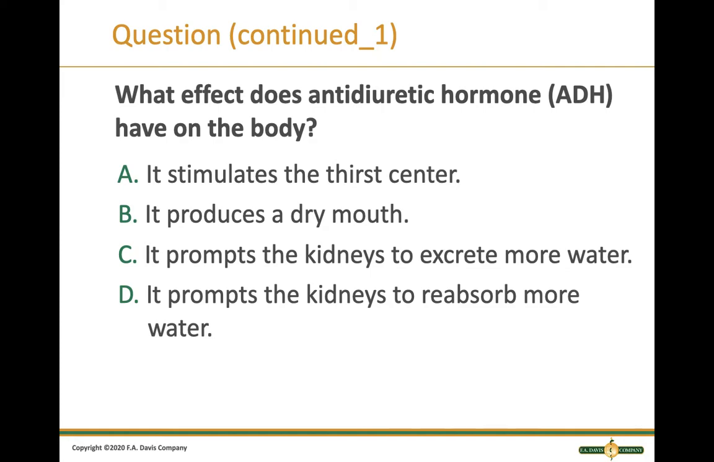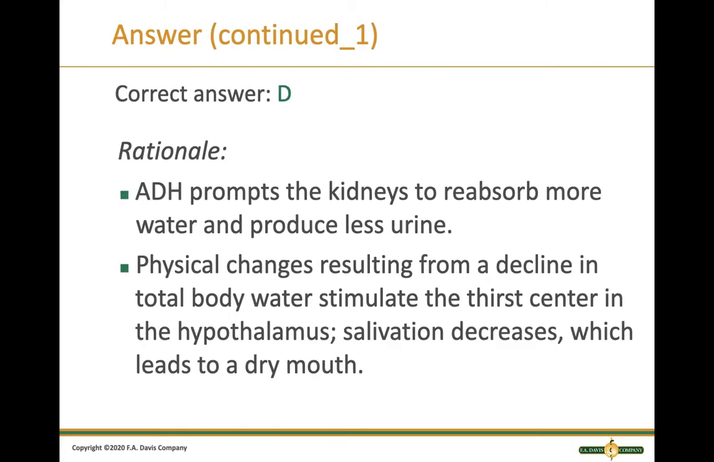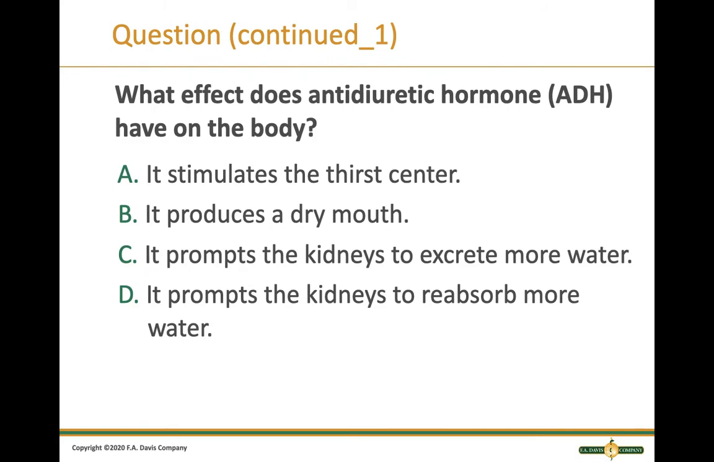So what effect does antidiuretic hormone have on the body? And the correct answer is D. It prompts the kidneys to reabsorb more water.